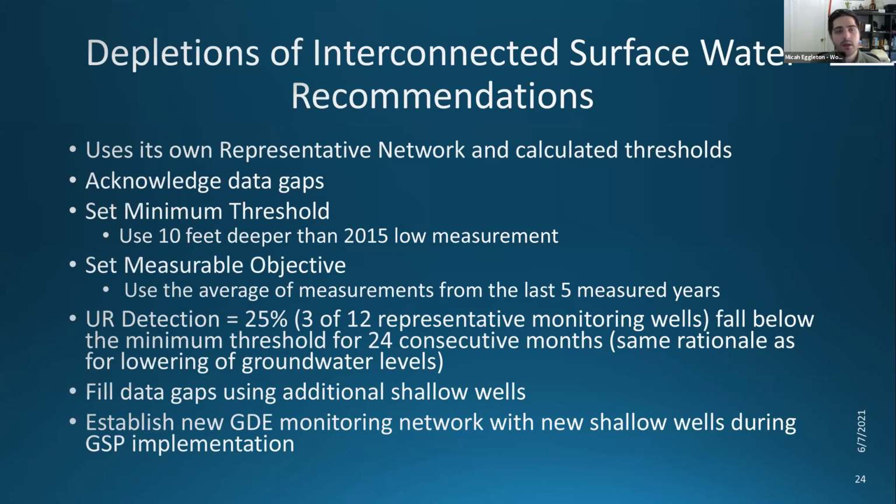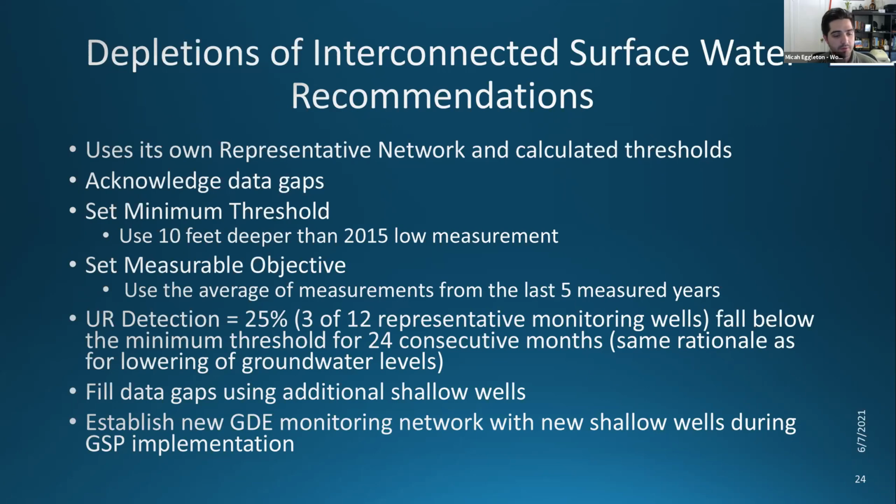Just to move along here, this is our recommendation slide. Again, the summary. We'll be asking each of the GSAs for their input. To quickly go over it, we'd like to set the minimum threshold at 10 feet deeper than the 2015 low. We'd like to use the same MO calculation as the last 5 years of measurement. And our UR detection, again, is 25% of wells fall below that minimum threshold line for 24 consecutive months before an undesirable result occurs. For reference, that's 3 of the 12 wells in this area.